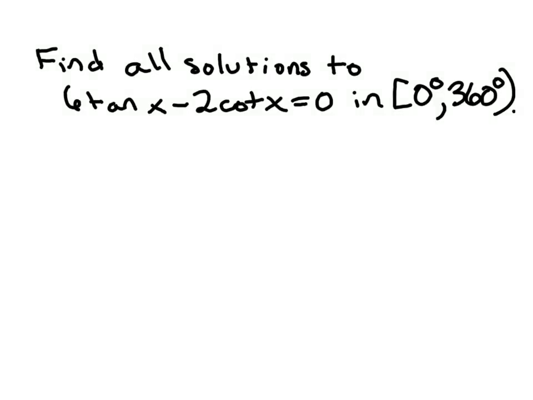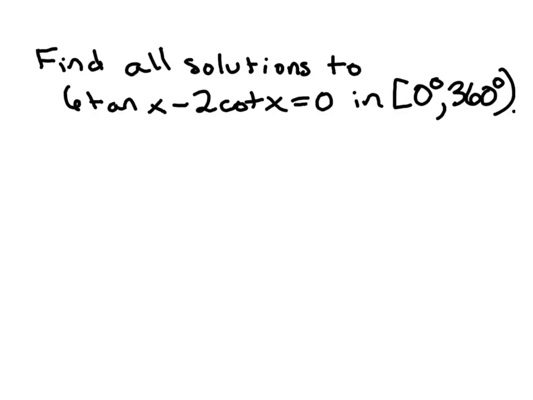Here's a solution to a trig equation that might be similar to something you see in the homework. We're supposed to find all solutions to the equation 6 tangent x minus 2 cotangent x equals 0 in the interval from 0 to 360 degrees.